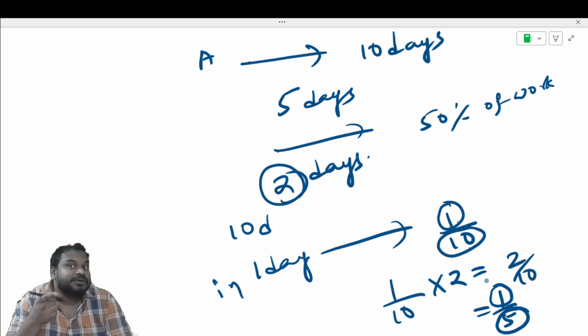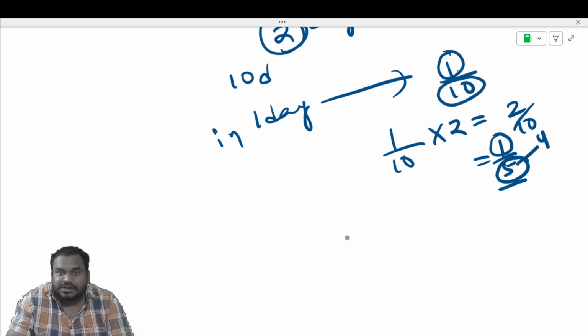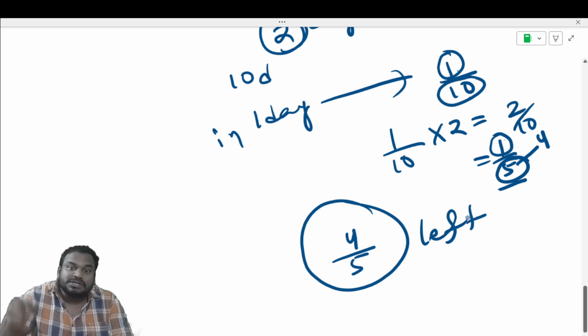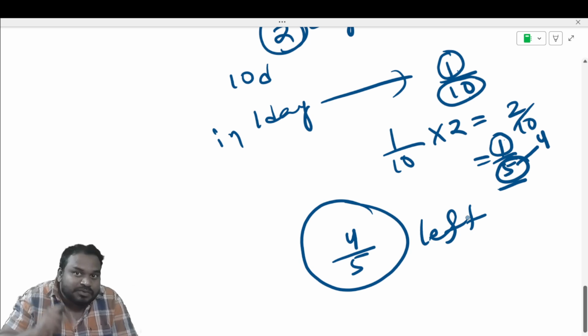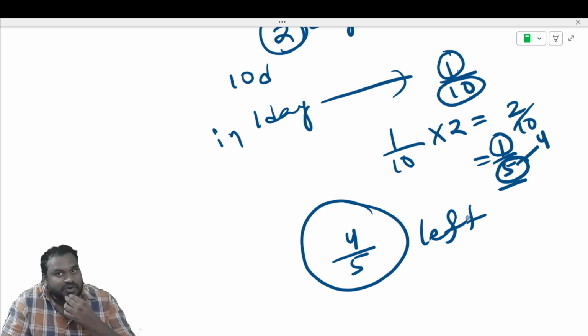Then what is the number of parts remaining? In 5 parts, if 1 part is done, the remaining will be 4 parts. So the remaining 4 parts have to be done. It means 4 by 5 parts of work is left. So if you are asked what is the amount of work done, it is 1 by 5. What is the amount of work left? It is 4 by 5. Like that you have to answer.